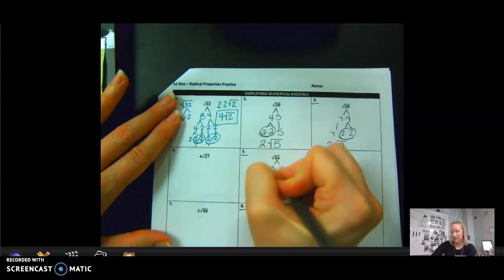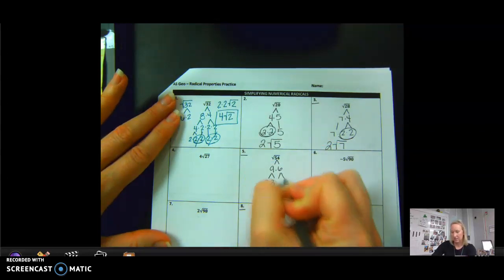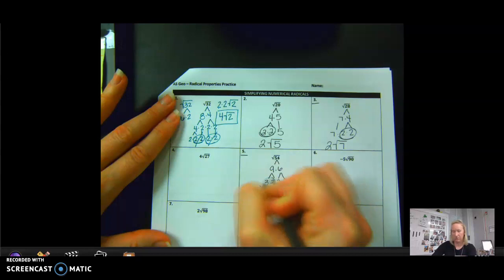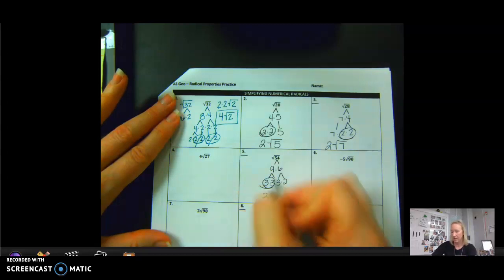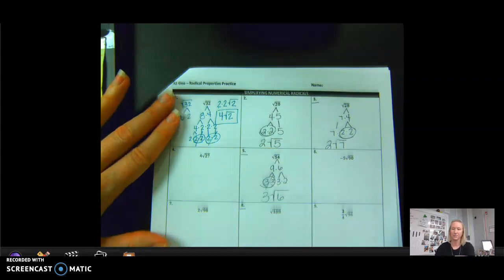54 breaks down into 9 times 6. 9 breaks down into 3 times 3. 6 breaks down into 3 times 2. I have a pair of 3's. So 3 comes out. That's gone. Square root of 3 and 2 are on the inside. I go ahead and multiply those back, and that is 6.